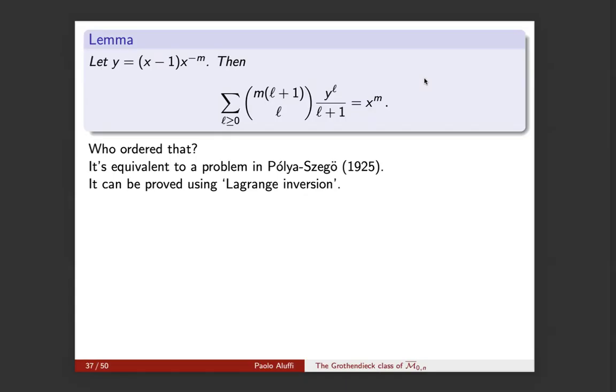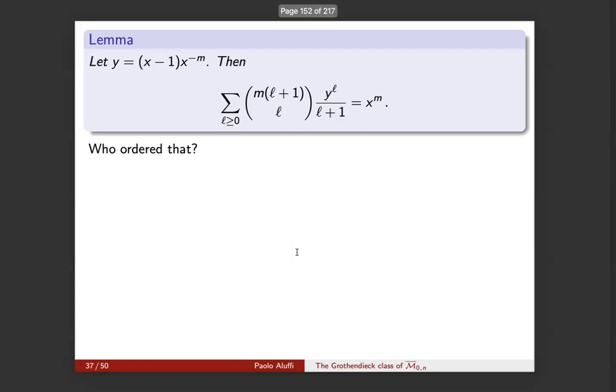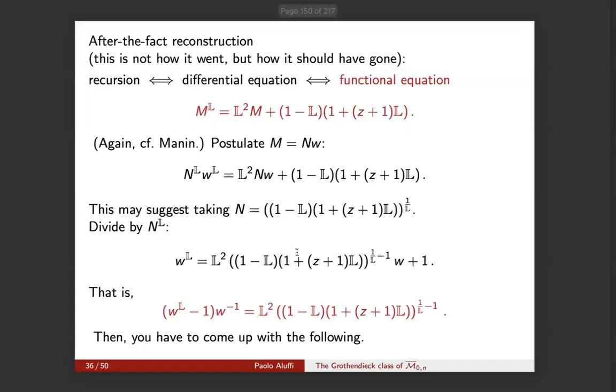It can be proved with Lagrange inversion. Eduardo Nascimento, one of our collaborators, was very quickly able to do this. Once you have this, you take m equal to 1 over L and x equal to w to the L. These were substitutions, and this is what you get. Y is x minus 1, x to the negative 1 over L. That becomes w to the L minus 1 times w inverse, and the right-hand side is what I know about w from the previous functional equation.